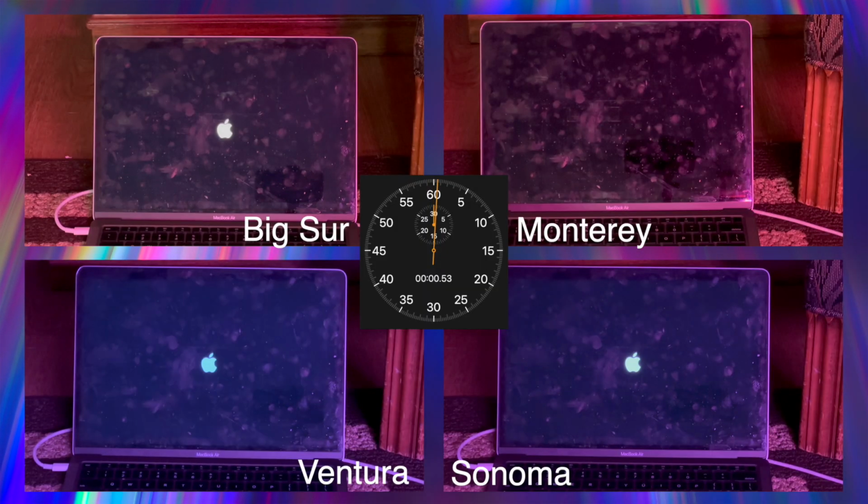Now, my initial predictions were Monterey was first, Ventura was second, Sonoma was third, and Big Sur was fourth. Now, let's see what the fastest macOS version is right now. The first test is the boot up test. So the test starts once the chime plays, and then we time it until we get to the login screen.